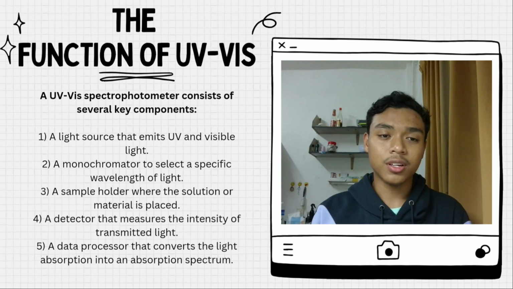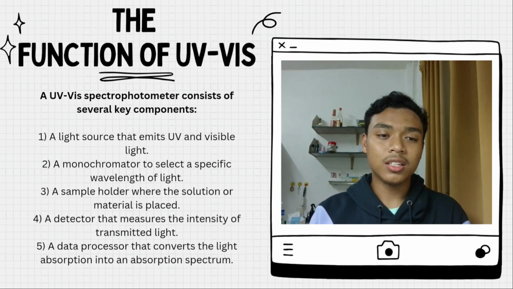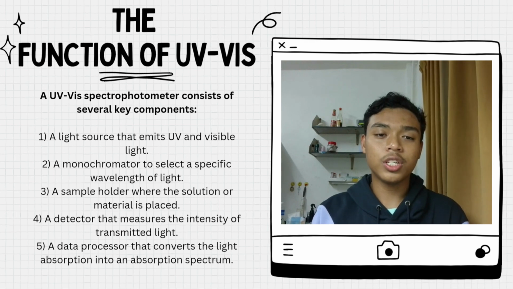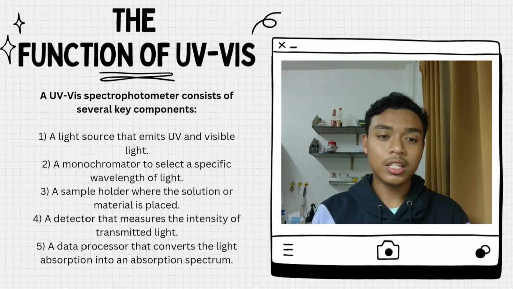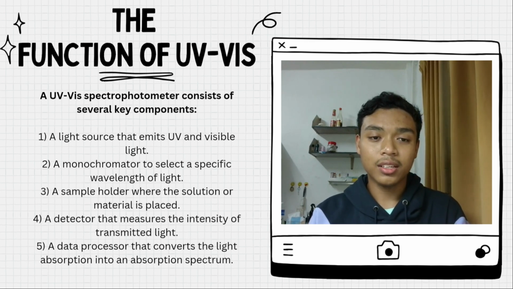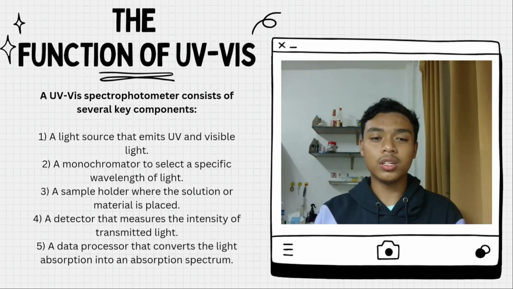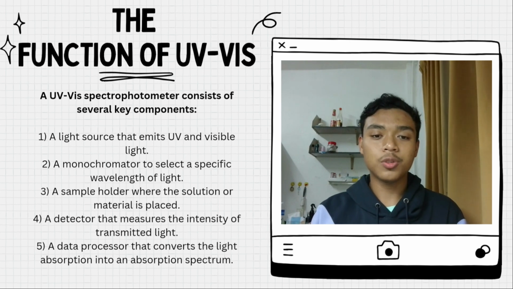First is a light source that emits UV and visible light. The second one is a monochromator to select a specific wavelength of light. The third is a sample holder where the solution material is placed. Fourth is a detector that measures the intensity of transmitted light. So the fifth is a data processor that converts the light absorption into an absorption spectrum.